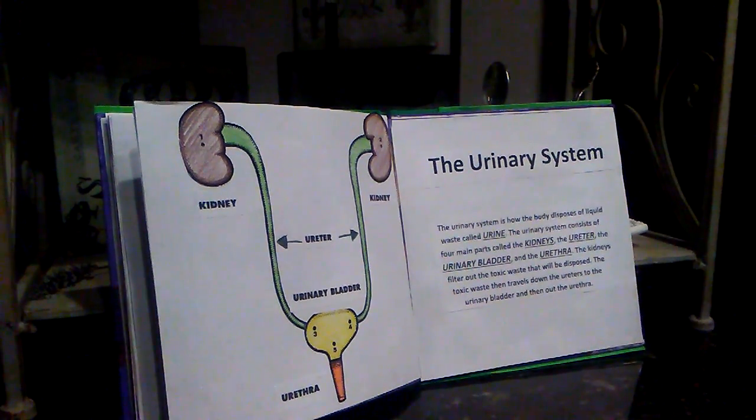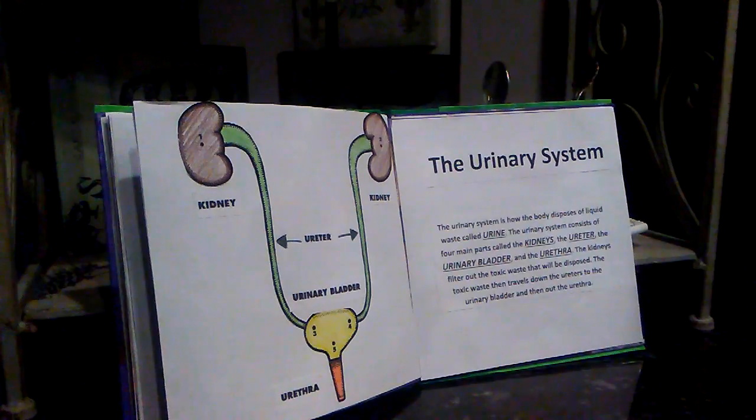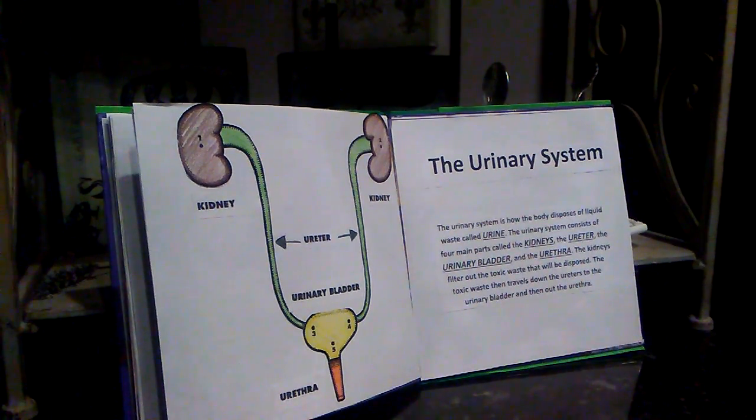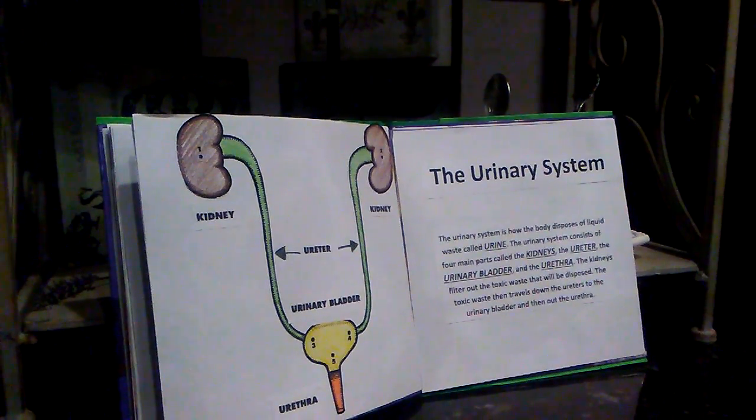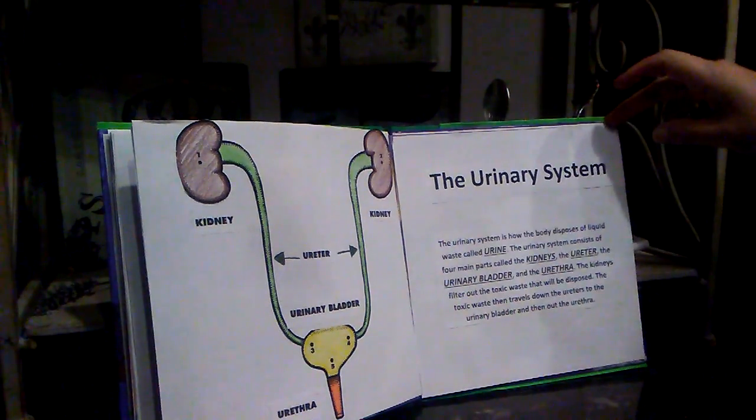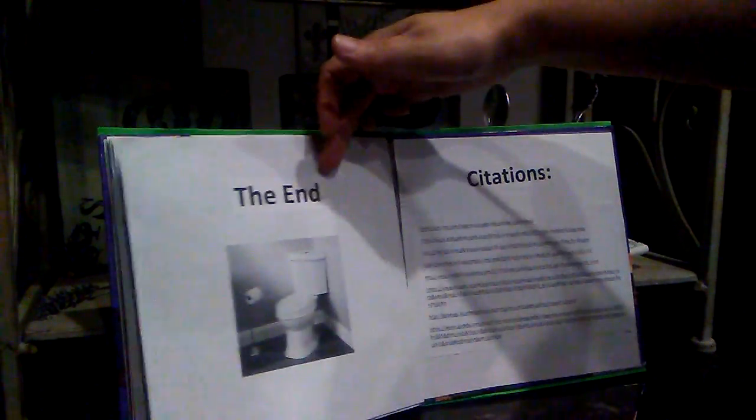The urinary system consists of four main parts called the kidneys, the ureters, the urinary bladder, and the urethra. The kidneys filter out the toxic waste that will be disposed. The toxic waste then travels down the ureters to the urinary bladder and then out the urethra. And that is the end.